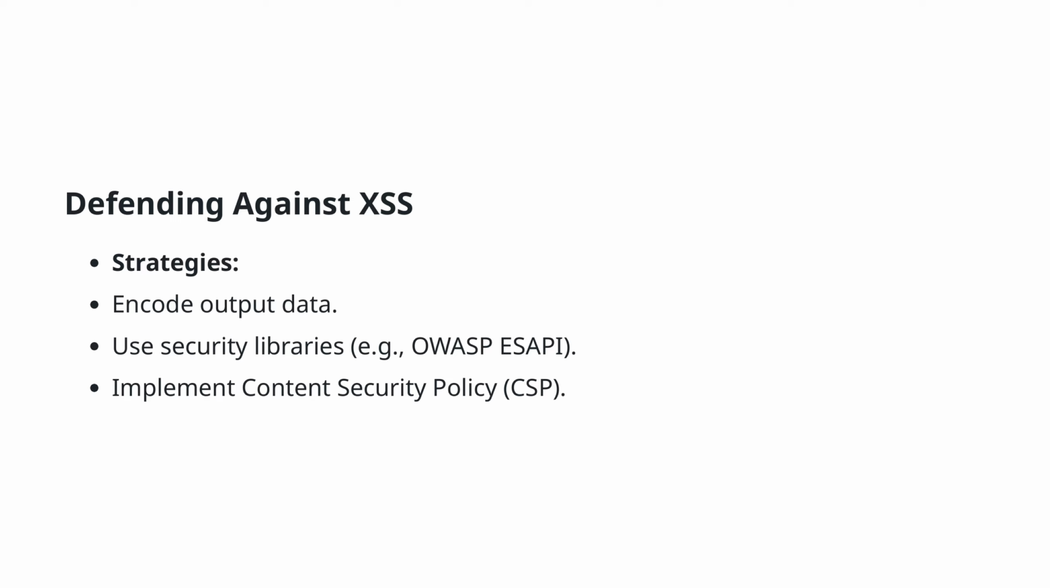These libraries offer built-in functions for encoding and validation, making your code more resilient. Lastly, implementing a content security policy, CSP, adds another layer of defense. CSP can prevent many types of attacks, including XSS, by restricting the sources from which scripts can load. These strategies work together to mitigate the risk of XSS and ensure a more secure user experience.